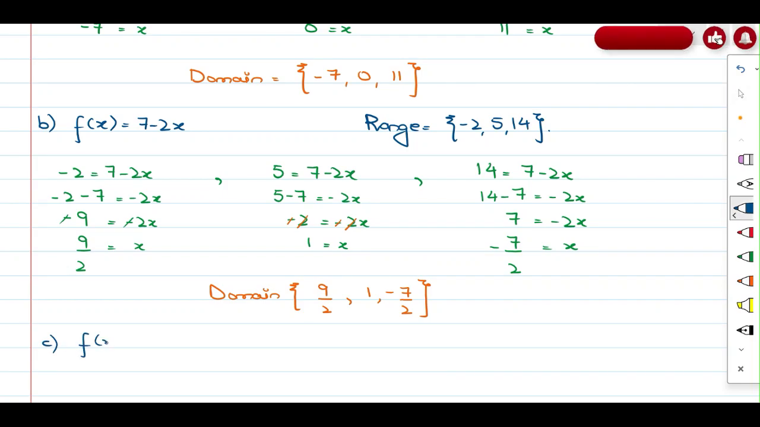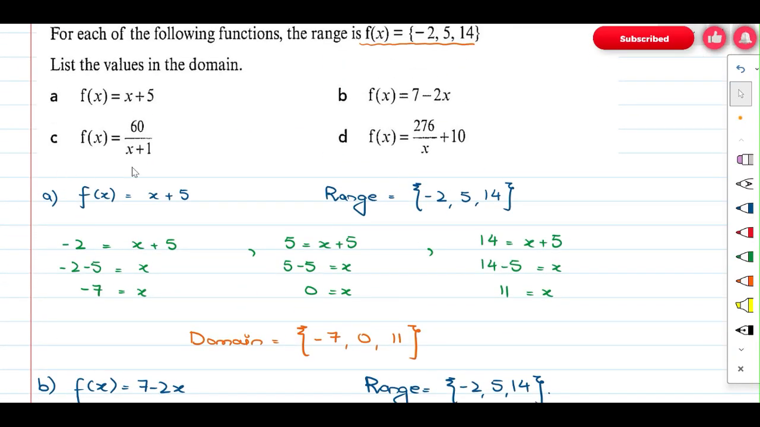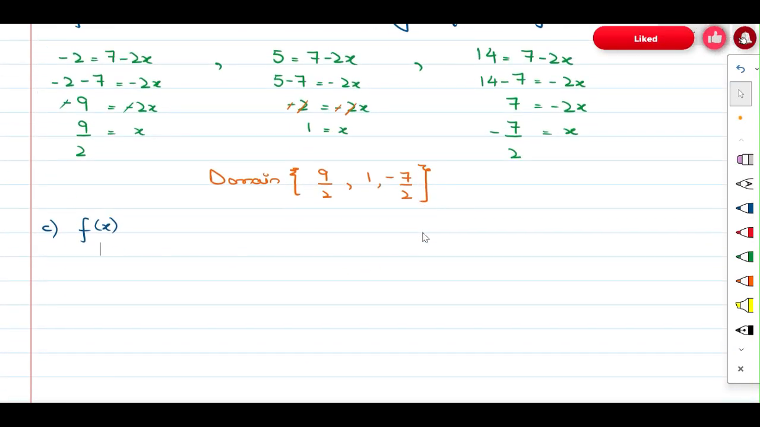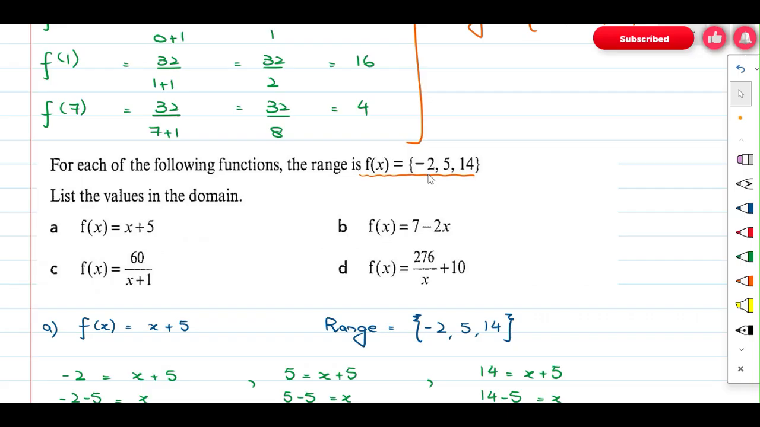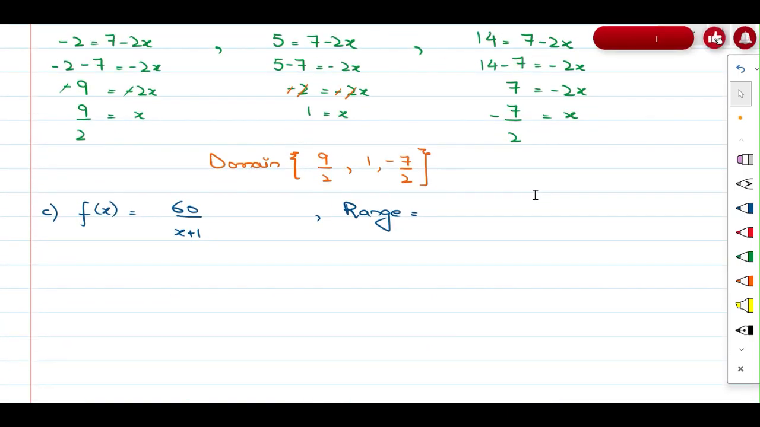We have been given the function f(x). What function is it? It's a reciprocal function, 60 over x plus 1. Okay, so we have 60 over x plus 1, and again the range of that function is given to us. The range is -2, 5 and 14. The range of the function is given, right? We need to solve for the domain.